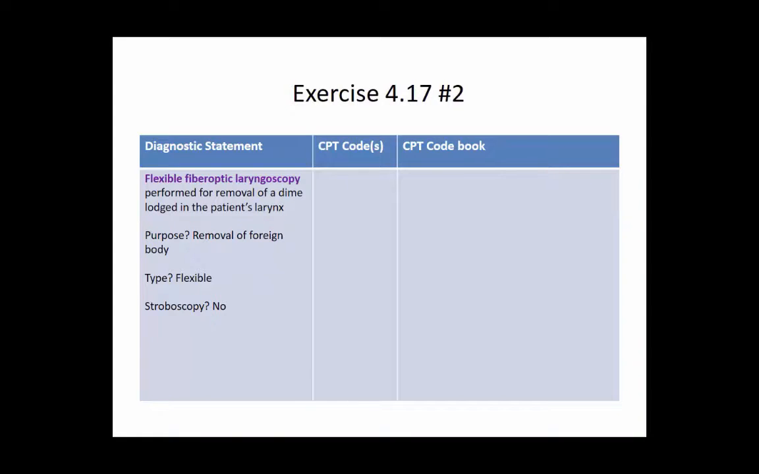And here's our first question. Exercise 417, number 2. A flexible fiber optic laryngoscopy performed for removal of a dime lodged in the patient's larynx. The purpose is to remove the foreign body. The type, it tells us it's a flexible. Doesn't mention a stroboscopy.